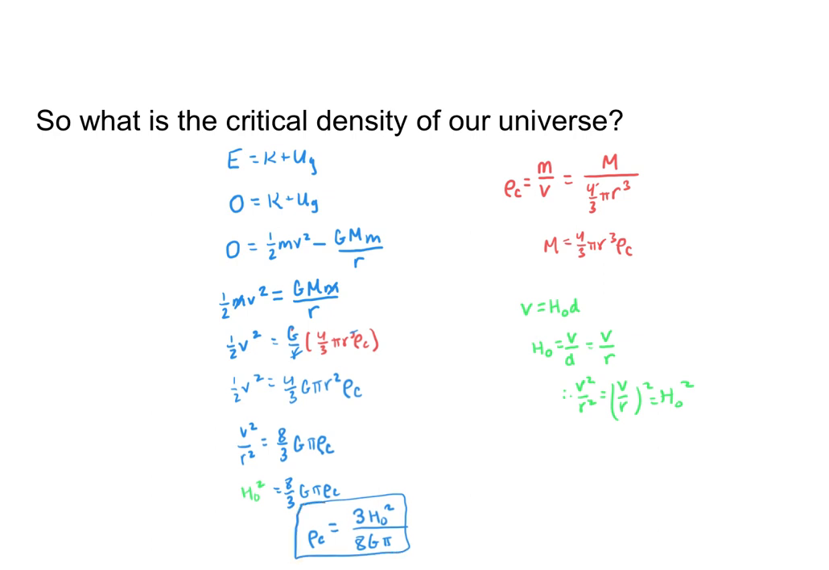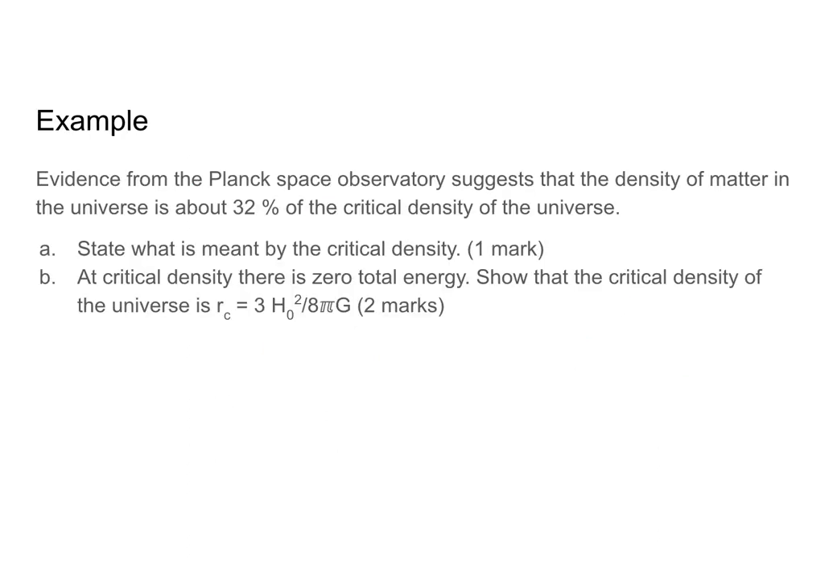Now, just so you all know, this equation is in your data booklet. You do not need to memorize it, but I think it's important that you understand how I got from step 1 to the last step. You should be able to derive this equation yourself using net total energy of 0, using the relationship between density, mass, and volume, and using the relationship between Hubble's constant, velocity, and distance.